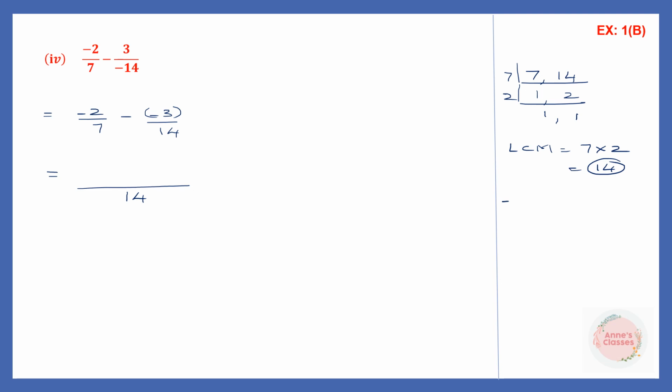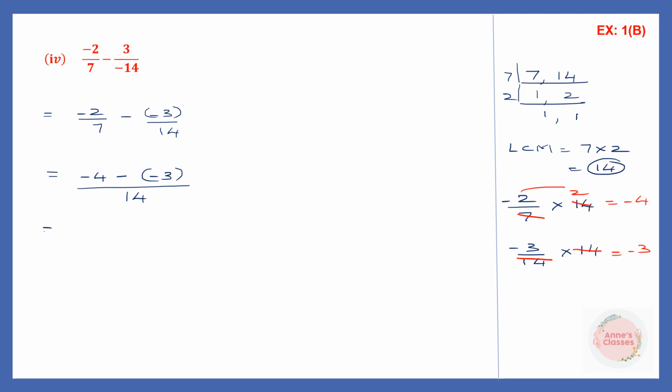Now let's take the first rational number, minus 2 by 7, multiply it by the LCM 14. Cancel, 7 twos are 14, multiply. This becomes minus 4. Let's write minus 4 here. Take the second rational number, minus 3 by 14. Multiply it by the LCM, which is 14. Cancel 14 and 14. What is left is minus 3. So let's write that, minus 3.